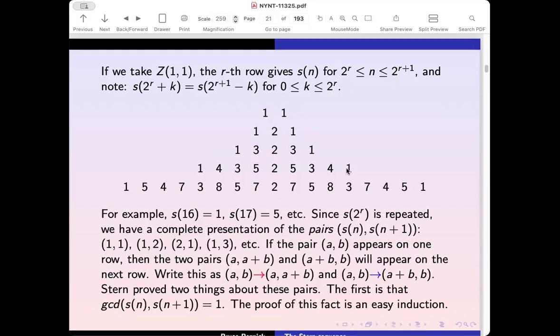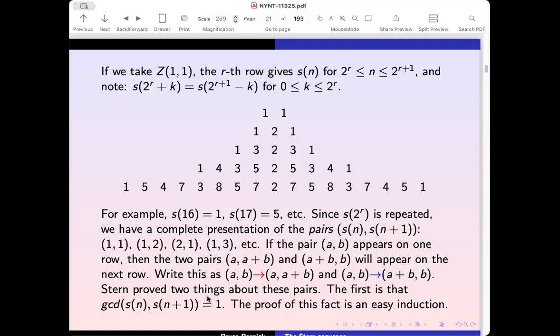Now, the important thing here is to realize that even though S of 2 to the r is duplicated, each pair S of n, S of n plus 1 appears exactly once in here. And I'll use this notation. If A, B appears in one row, then A, A plus B and A plus B, B will appear in the next row.